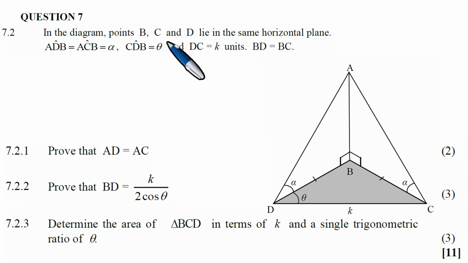In the diagram, points B, C and D lie in the same horizontal plane. Angles ADB and ACB equal alpha, and the angle CDB equals theta. And DC is k units.